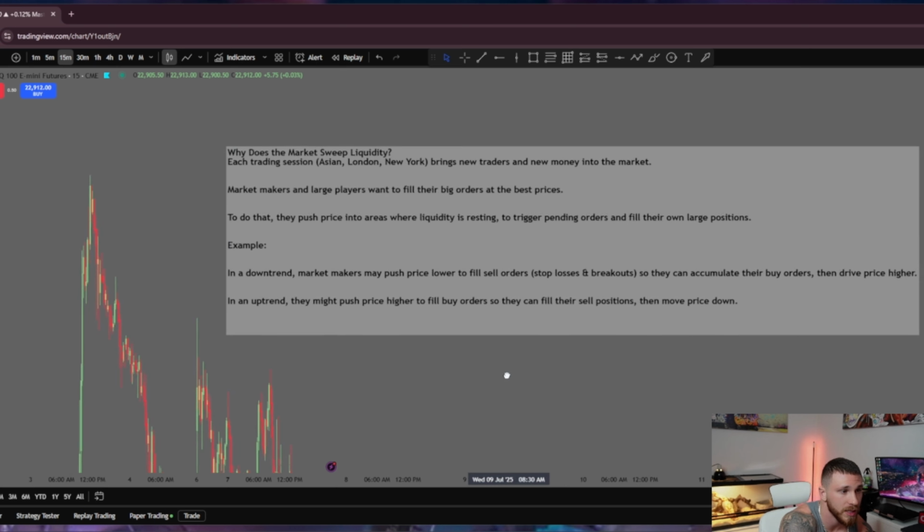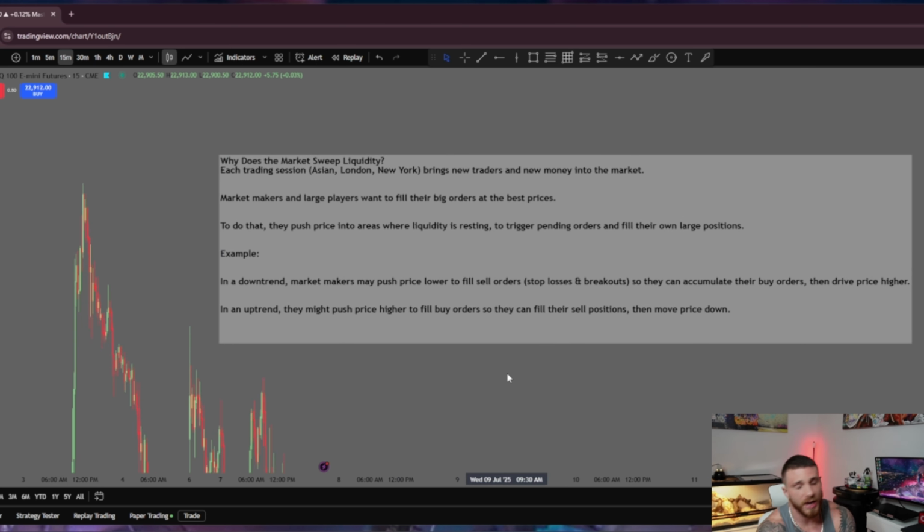So why does the market sweep liquidity? Each trading session, like Asian session, London session, and New York session, brings new traders and new money into the market. So market makers and large players want to fill their big orders at the best prices possible, like we just went over. To do that, they have to push price into these areas where liquidity is resting to trigger pending orders or fill their own large positions.